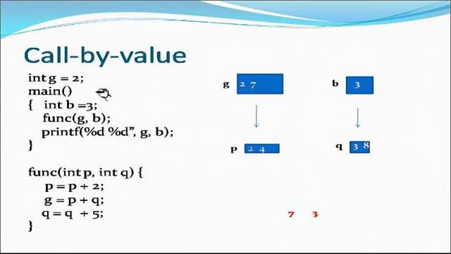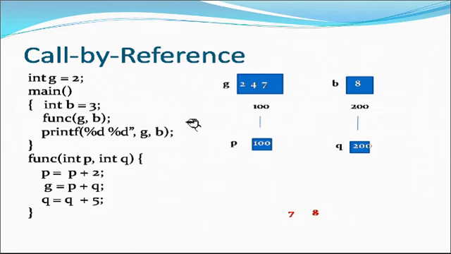Now the function returns back. Since the actual and the formal have separate copies, when you try to print the value of G, what you can see in the box for G is 7, and in the box for B, 3. That's why the output of the program will be 7 and 3. You already know about this. Why am I explaining this? Because as we go to further methods, this will be useful.